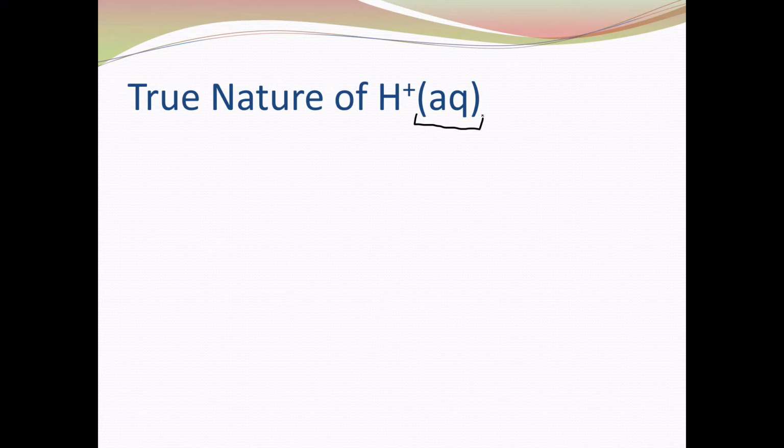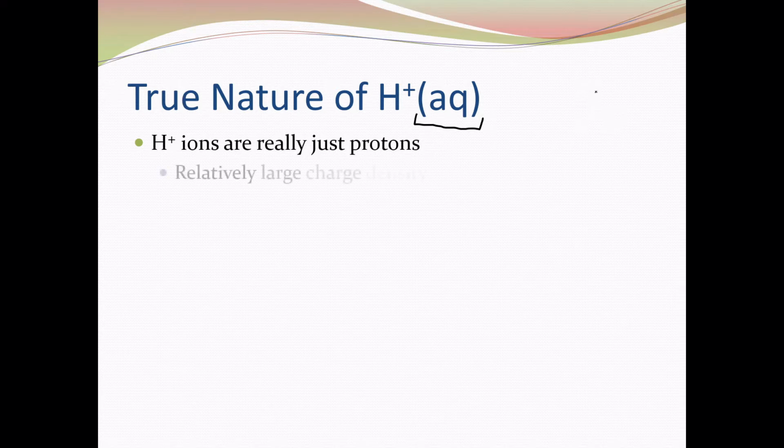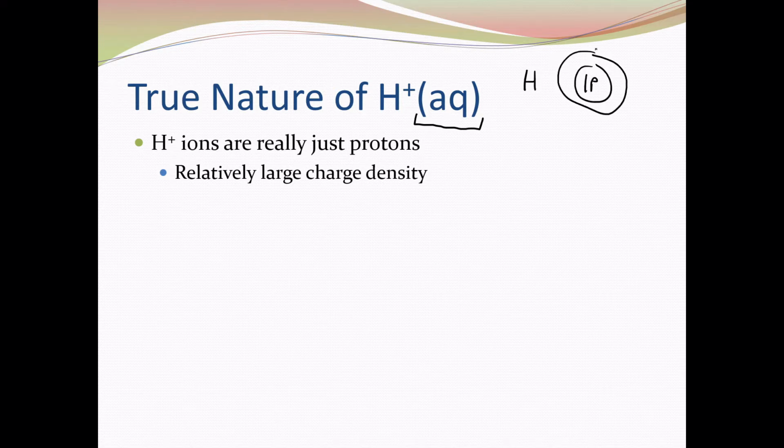Now, hydrogen ions, if you think about it, are really nothing but protons, because if you recall from Science 9, a hydrogen atom consisted of one proton in the nucleus and then one electron orbiting around it. And if you strip the electron off of it to create a hydrogen ion, all you're left with is a single proton in the nucleus. Now, what this means is that the hydrogen ion or the proton has a really large charge density, so it's very positive for its small size.